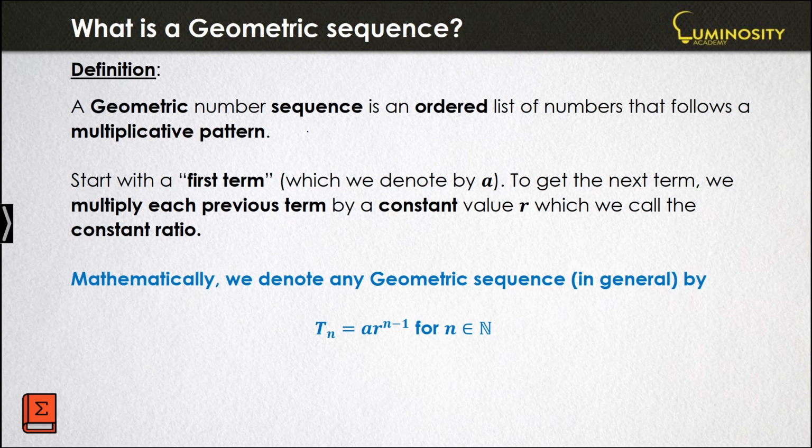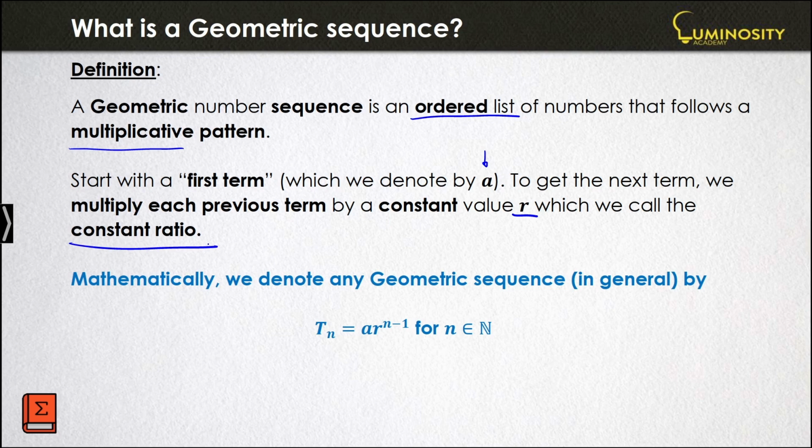A geometric number sequence is an ordered list of numbers that follows what we call a multiplicative pattern. What does that mean? Well, start with a first term, which we will call a. And to get to the next term, we simply multiply each previous term by a constant value r, which we call the constant ratio.